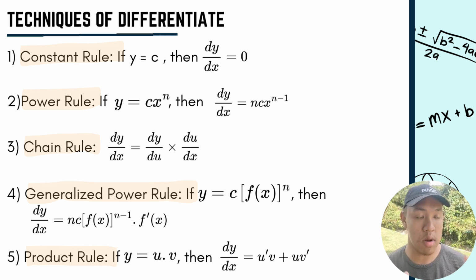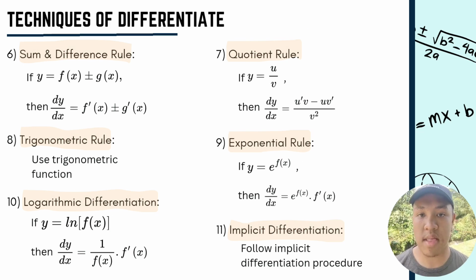There are around 11 techniques of differentiation. The first one is the constant rule. The second is the power rule. We also have the chain rule, the generalized power rule, and the product rule. For the sixth one, we have the sum and difference rule. For the seventh, the quotient rule. For the eighth, the trigonometric rule, which is the usual sine, cos, and tan. The ninth is the exponential rule. The 10th is logarithmic differentiation, and the 11th is implicit differentiation.